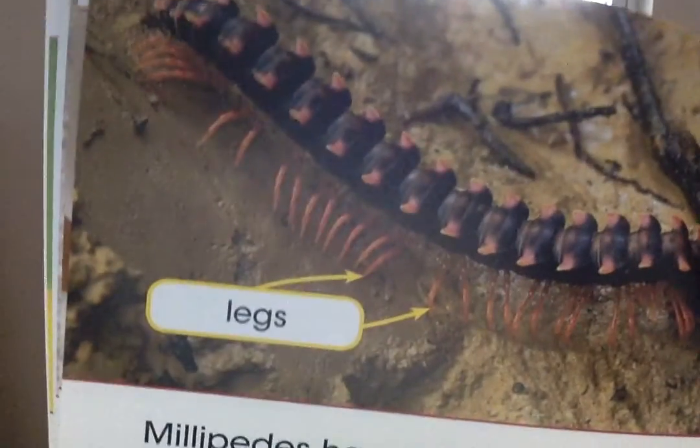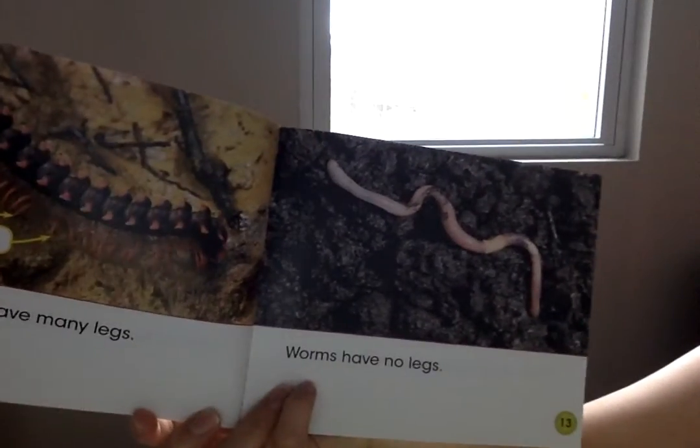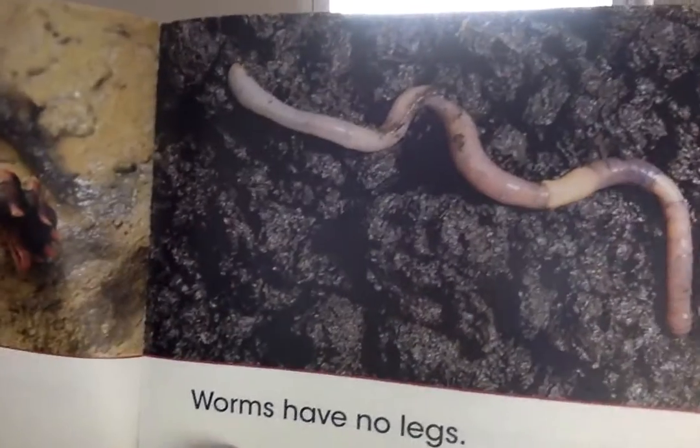How many legs too many does it have? If you need to have 6 legs to be an insect and a spider has 8, it has 2 too many, right? 6, 7, 8. Millipedes have lots of legs, so they have way too many legs to be an insect. And worms have no legs at all. They have 0 legs.